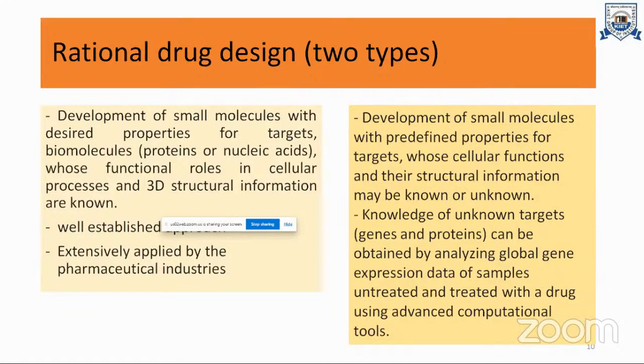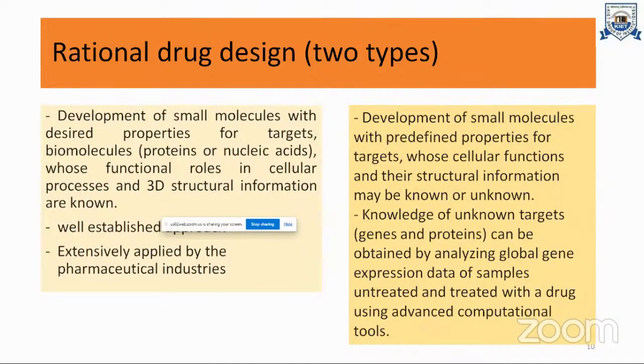While in the second one, the information about the receptor, about the target, is not known. Or it may be known. If it is known, then things are simplified. We know the receptor structure, and we can work accordingly. But in the case of an unknown receptor, we need to take some add-on features and use them to upscale our process. So when the knowledge of unknown targets is unavailable, what can we do?